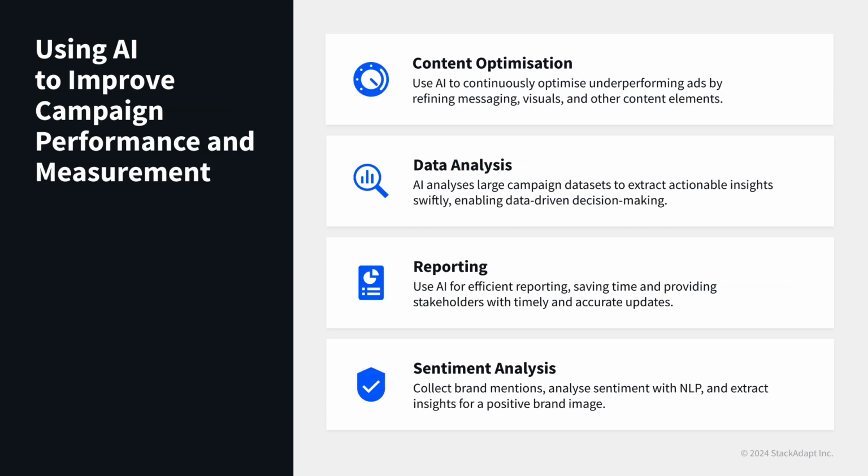AI can be used to improve campaign performance. We can look at content optimization. We can optimize underperforming ads by refining messaging, visuals, or other content elements. Through data analysis, AI has the capability of analyzing a large set of data and providing us with actionable insights to enable data-driven decisions.